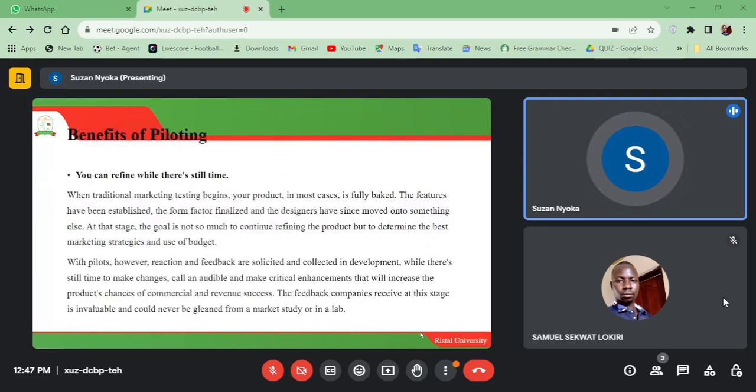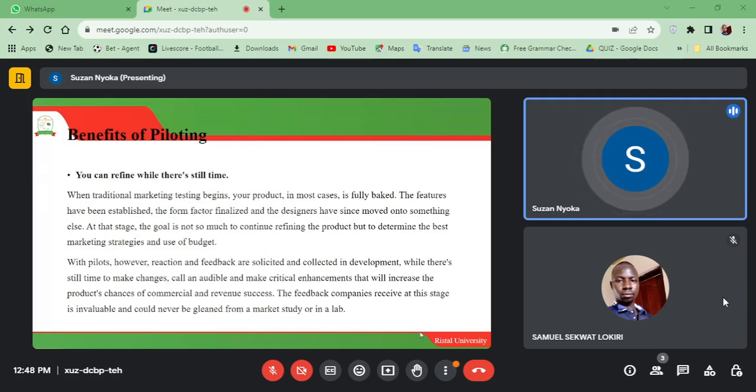Benefits of piloting. One, you can refine when there is still time. When traditional launch begins, your product in most cases is fully baked. The features have been established, the form factor finalized, and the designers have since moved on to something else. At that stage, the goal is not so much to continue refining the product, but to determine the best marketing strategies and use of budgets.